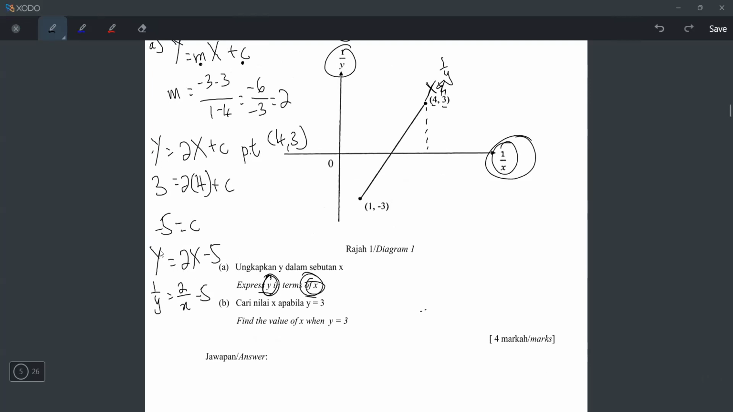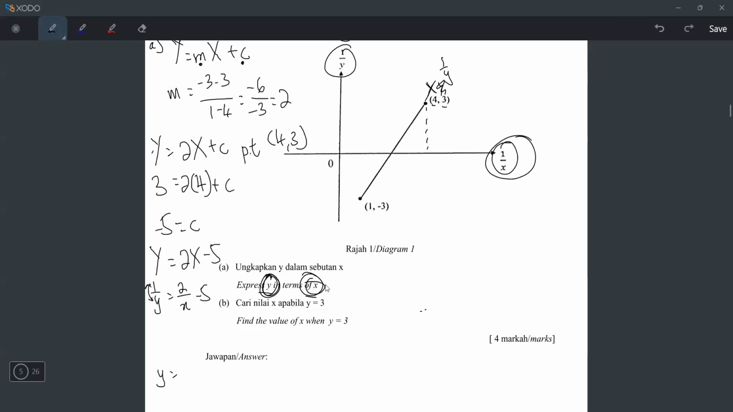I always try to change the big Y, big X to the small y, small x after I find the gradient y inside. Then only I ganti. But the soalan ask us to express y in terms of x. Means this is not over yet. I still have to make y single. I want an equation to be y equals.